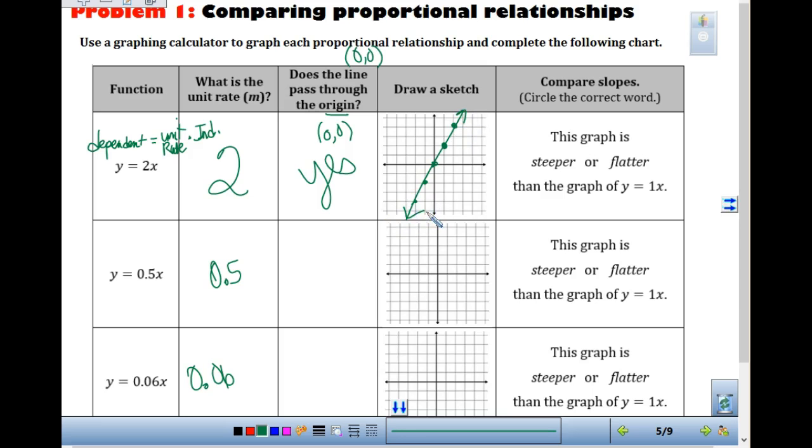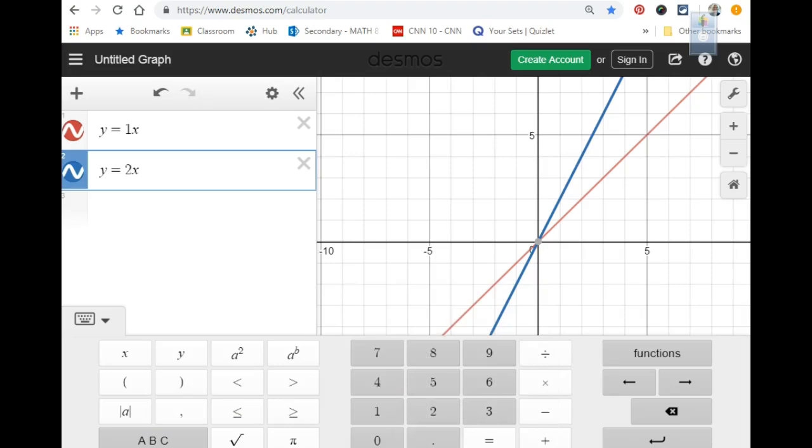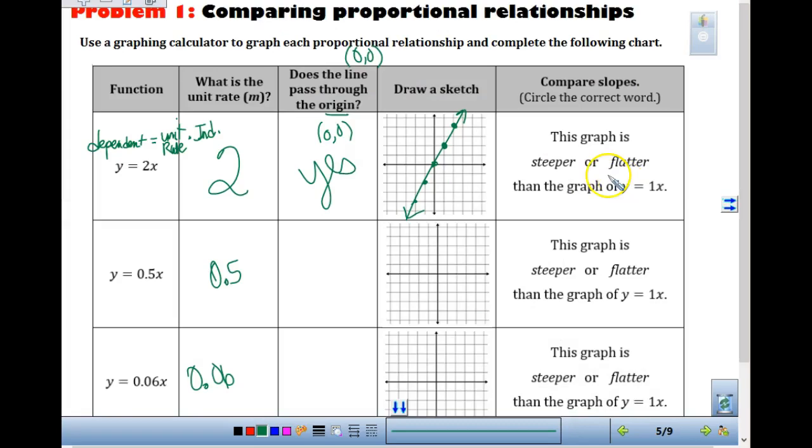And we were comparing it, right, to the y equals x. Well, how did it compare? Steeper or flatter? The blue line and the red line. Steeper. So we want to answer that this was steeper. Okay? We're now going to put in this equation.